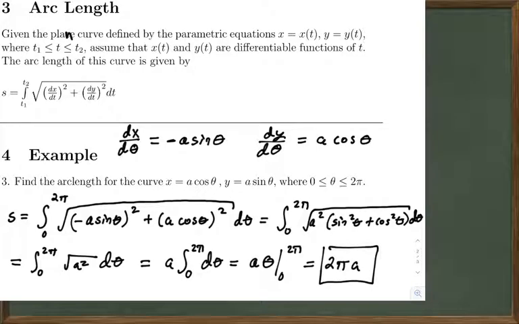Now this is just a circle of radius a centered at the origin, and the arc length here is going to be the circumference, which is 2 pi r. In this case, it's going to be 2 pi a. Okay. All right, let's look at surface of revolution.